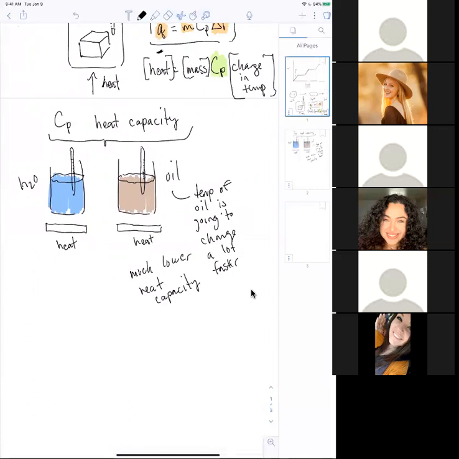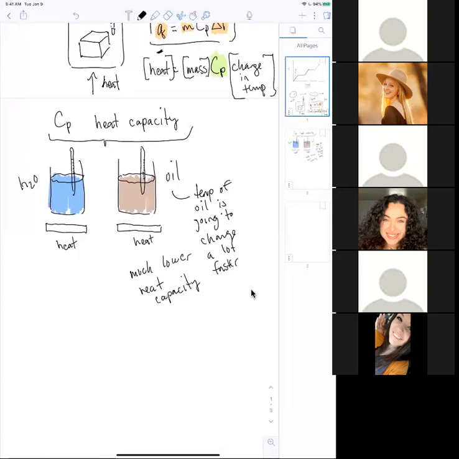So heat capacity in a sense is like how resistant a substance is to temperature change. How resistant is a substance to temperature change as I put heat into it. So the faster the temperature changes as I put heat into it, the lower the heat capacity. So things that are good insulators generally will have really high heat capacity. They can hold a lot of heat without actually having their temperature change.